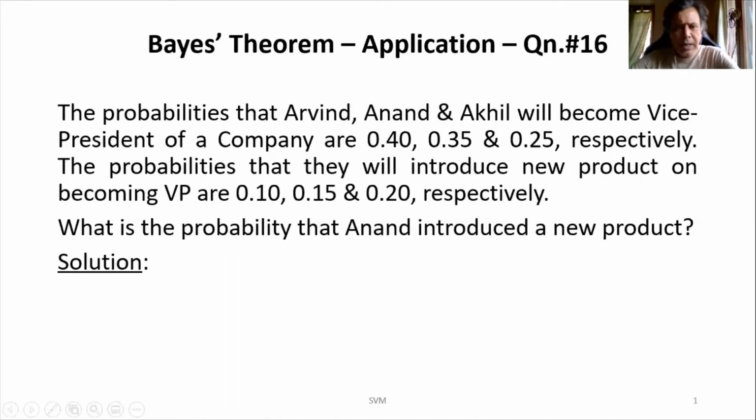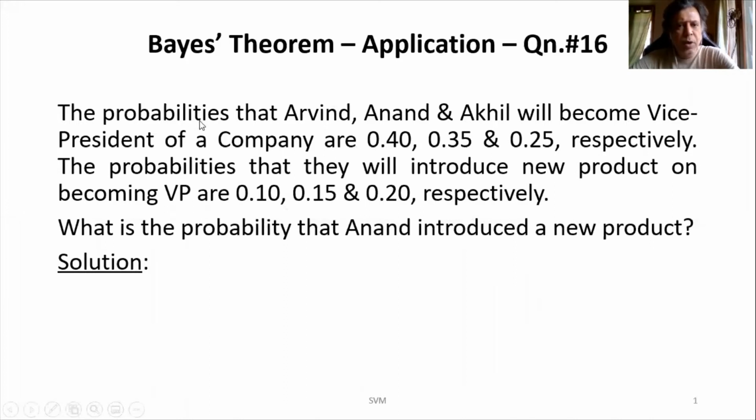So one thing we can understand from the question is that a person gets an authority to introduce a new product only after becoming a VP. That is what here it indirectly means. They will introduce new product on becoming VP, which means they get the authority to introduce a new product only on becoming a vice president, right? So let's understand first and convert that into notations.